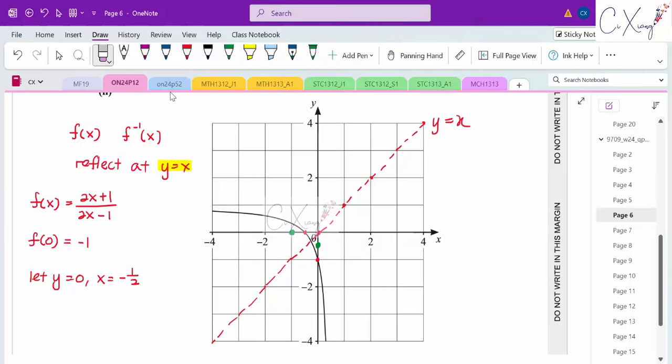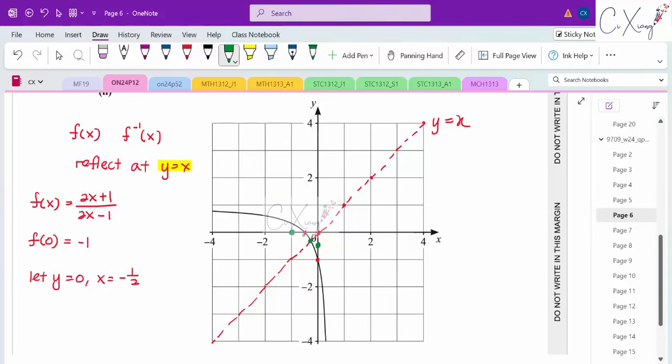Some students might not be sure how to connect these 2 points here. Okay, if you're not sure how to connect them, try to have a look at the intersection point. You can see that the original graph and the line y equals x intersect here. By right, the f inverse and the line y equals x should all intersect at the same point. So that means you have another reference point here.